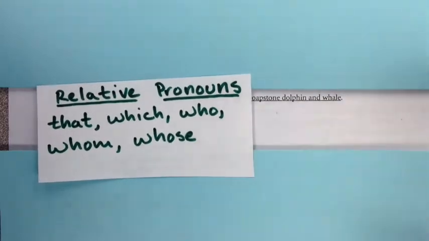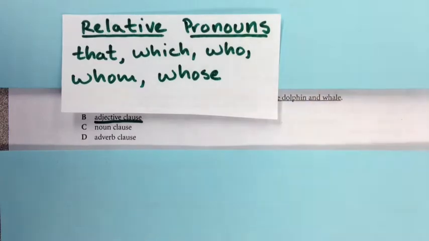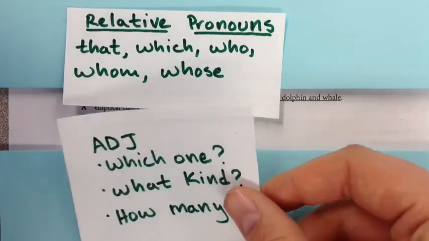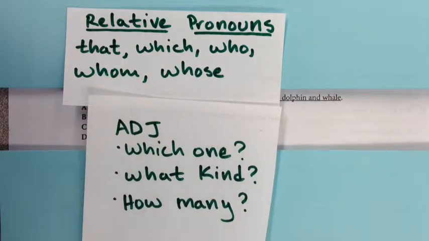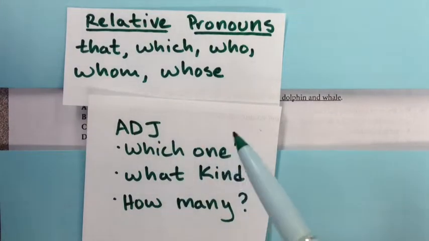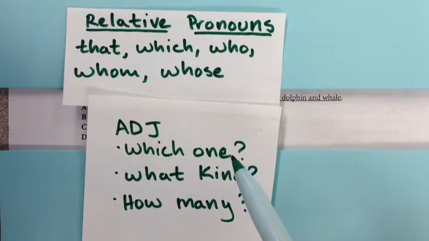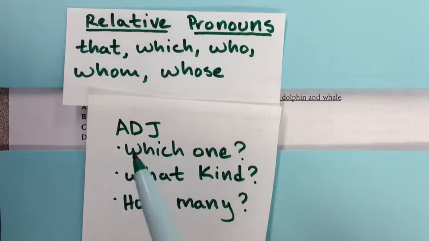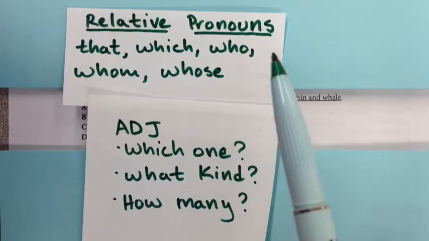If we look at the relative pronouns, and we look at the questions that adjectives can answer, this becomes very clear. So words like that tell us which one of a thing that you're talking about, and words like which tell us which one. Who tells you what person you're talking about, so that's a which one, and same thing with whom and whose. So these relative pronouns really allow us to answer questions like which one or what kind. So that's why these clauses will begin with relative pronouns.